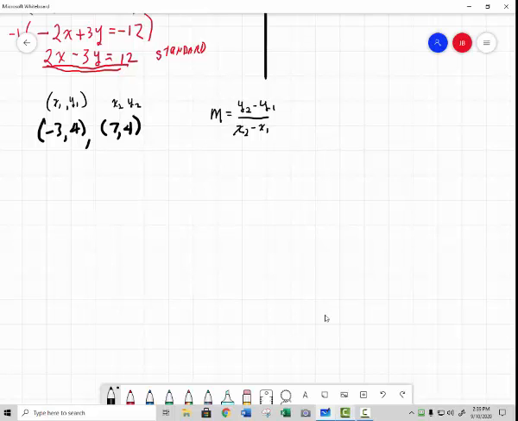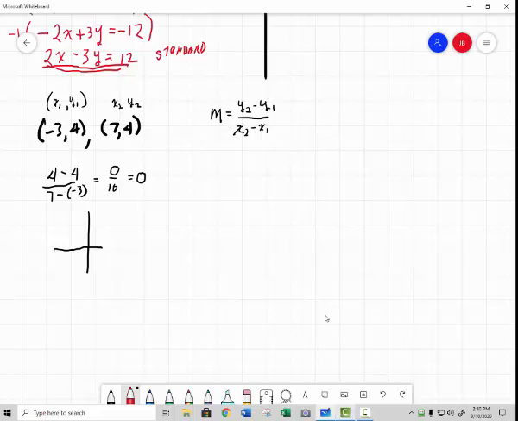Alright, so let's plug it into this formula. y2 is 4 minus 4 over 7 minus -3. That's 0 over 10, which is 0. Okay? So what that tells me is the slope of a line with 0 slope is a horizontal line. It's a horizontal line.